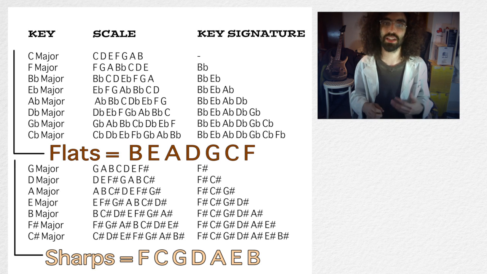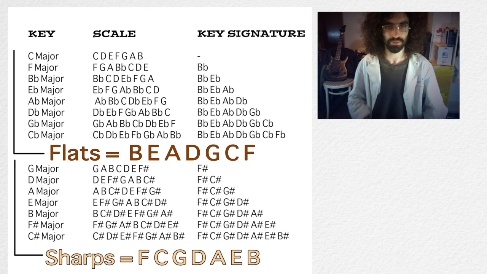So it's really handy to remember BEADGCF and BEADGCF backwards, because that way if you know that a key has 4 sharps in it, you know that those 4 sharps are always going to be F sharp, C sharp, G sharp, D sharp.